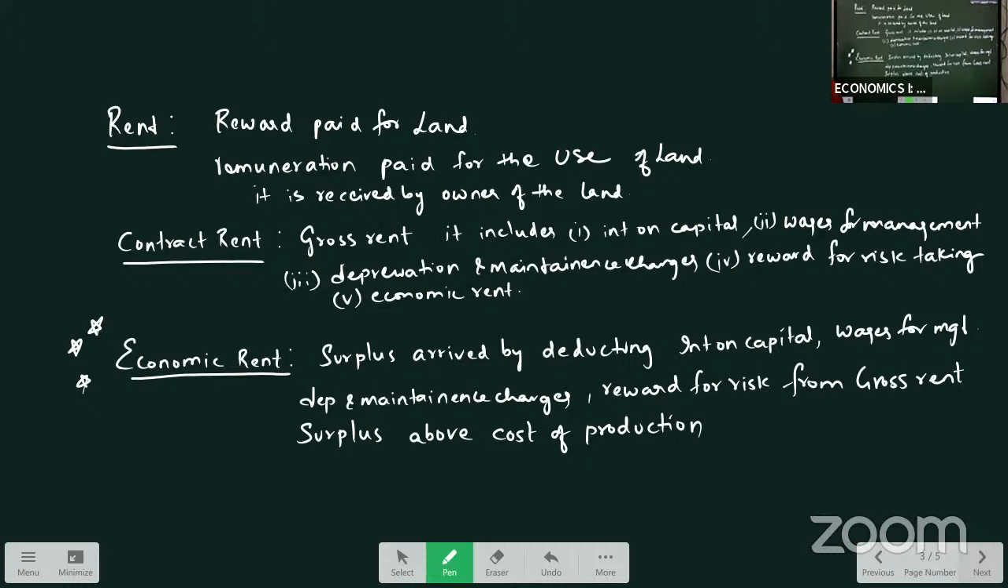Whereas economic rent means what? After all the deductions, what is left over? What is the surplus after making all the payments? So it is the surplus arrived at by deducting interest on capital, wages for management, depreciation and maintenance charges, and reward for risk from gross rent. It is the surplus above the cost of production. So this is the concept of rent.